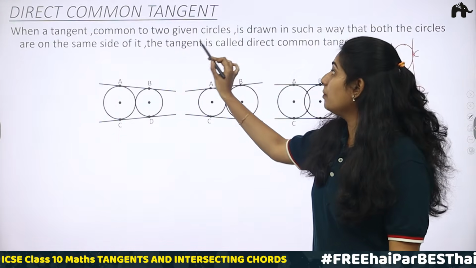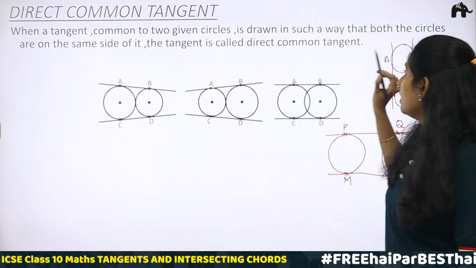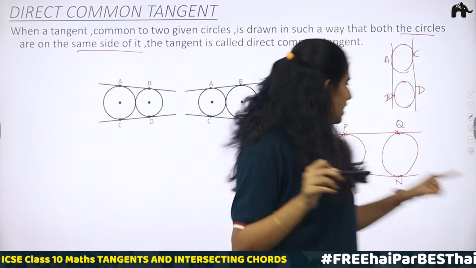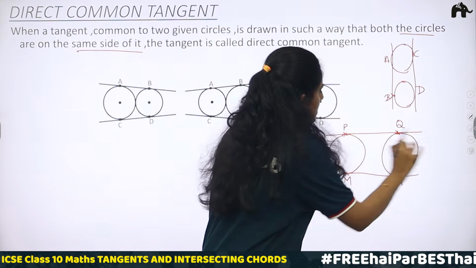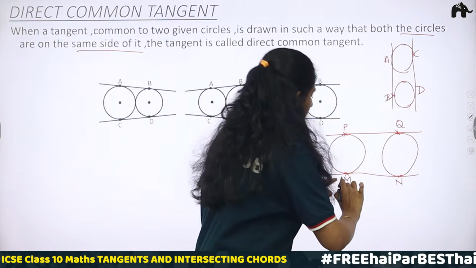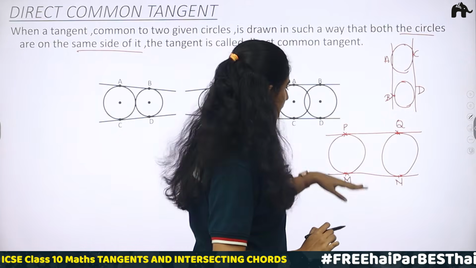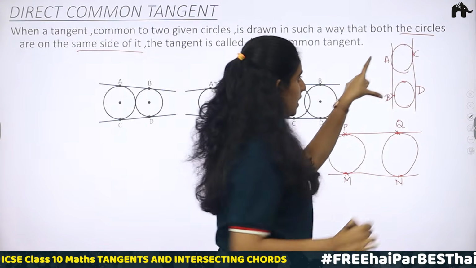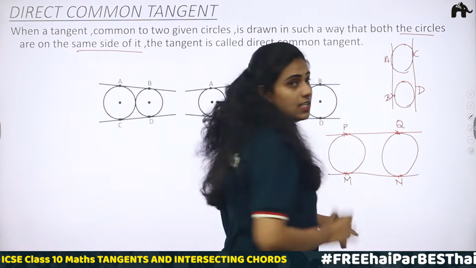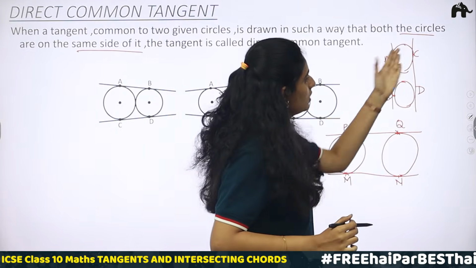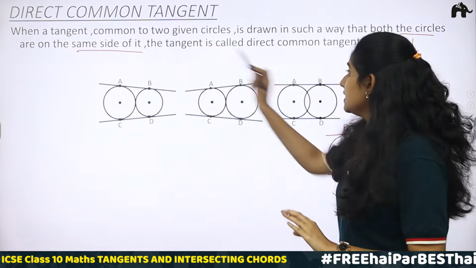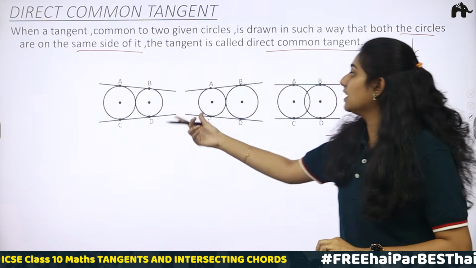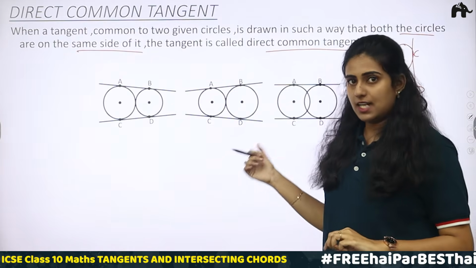When a tangent common to two given circles is drawn in such a way that both the circles are on the same side, here, when you consider PQ tangent and MN tangent, we have both the circles up. When you take AB tangent, we have both the circles to the right. CD tangent, we have both the circles to the left. Same side of it. The tangent is called direct common tangent. In this case, we call the tangents direct common tangents.